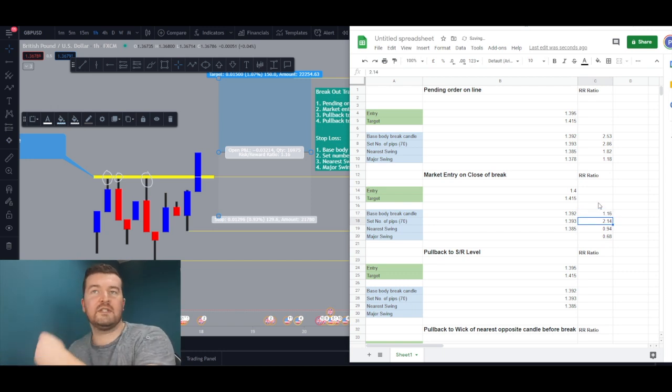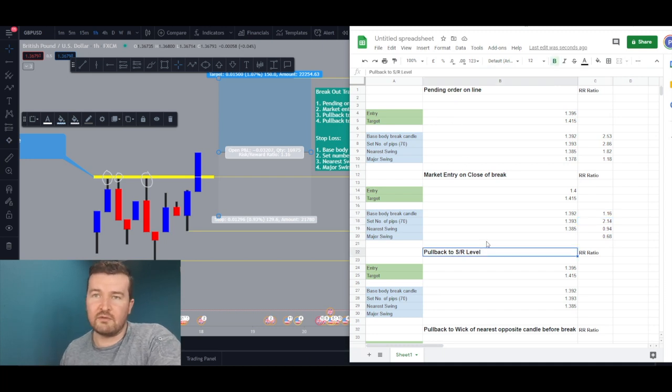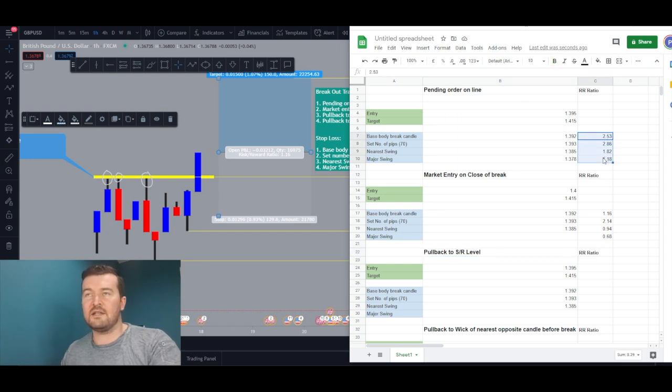Okay, so if you want to get in on the market break or the close of the breaking candle, it looks as though your best risk reward ratio is putting a set number of pips. So very much like setting a pending order on the line. Now, because we know the pullback to the support resistance area is the same as setting it as a pending order on the line, the only difference is the amount of times that it would actually get triggered. Okay, so in this instance, we're literally just going to copy and paste this.